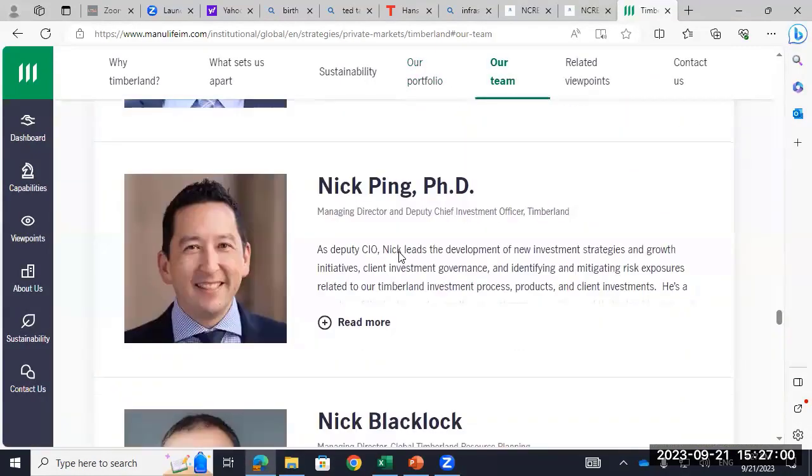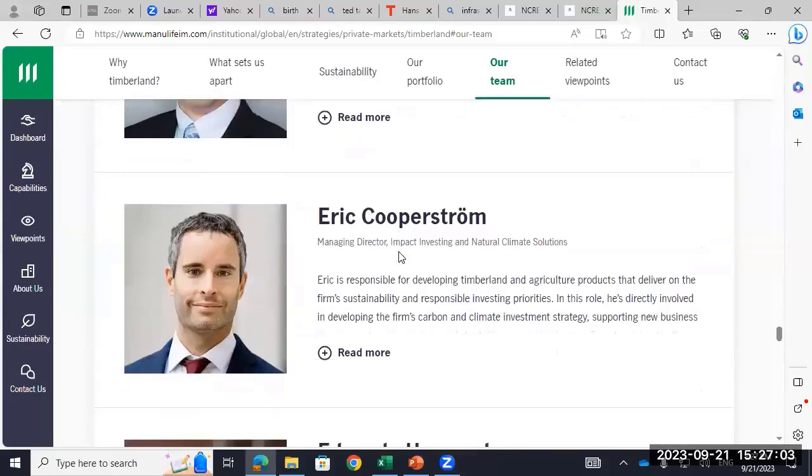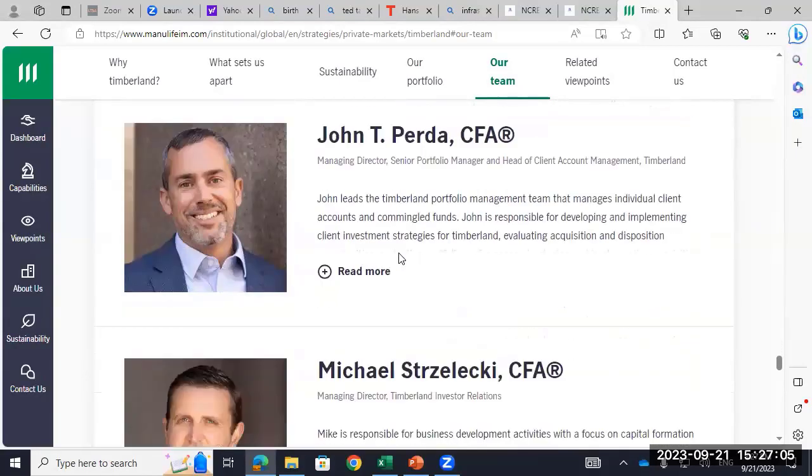There's their team. I don't know if the guy we met with is in their team. I don't know if I'd recognize him. It's been so long.